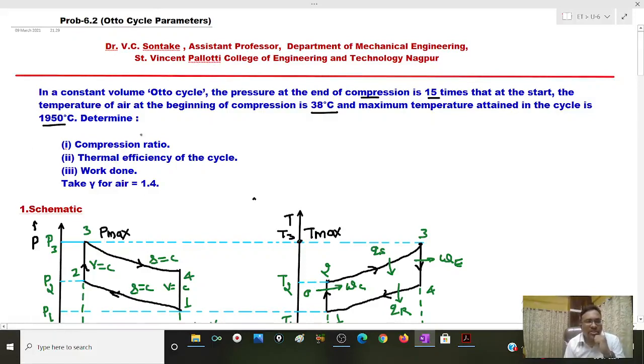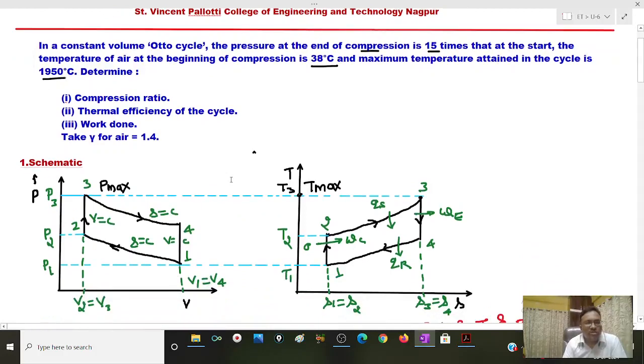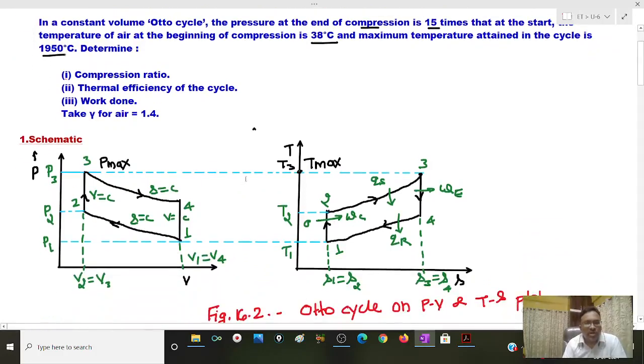The compression ratio, 2. Thermal efficiency of the cycle, 3. Work done, and take the value of adiabatic index for air as 1.4. So in order to solve this problem, let us first draw the schematic. That is, let us represent the Otto cycle on pressure-volume and temperature-entropy plots.